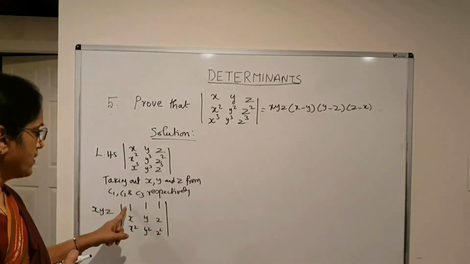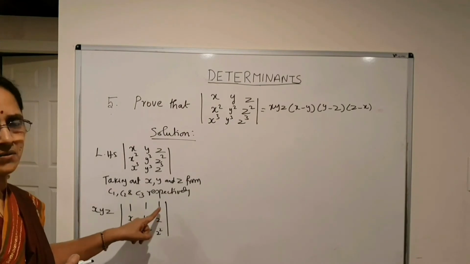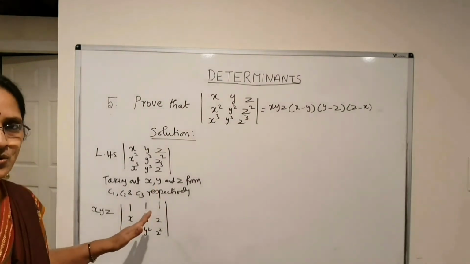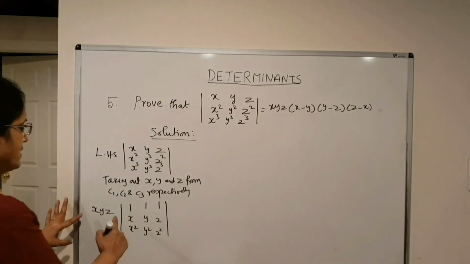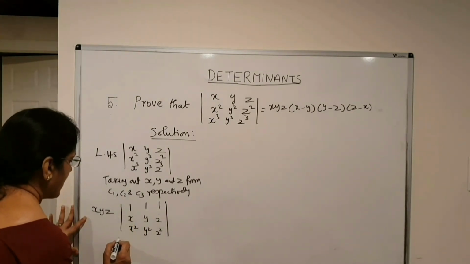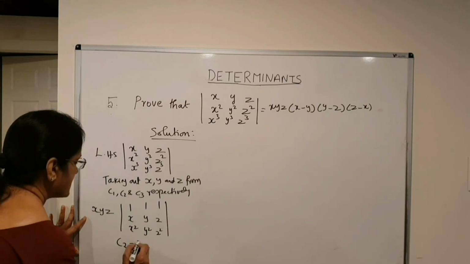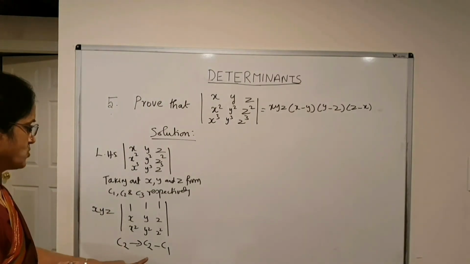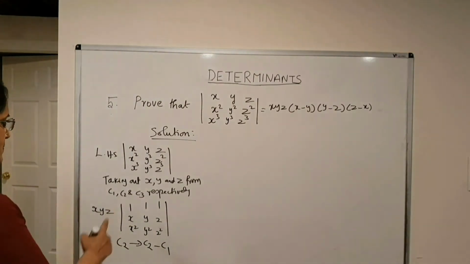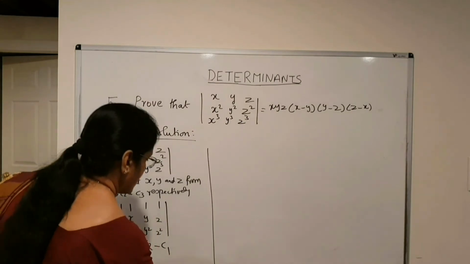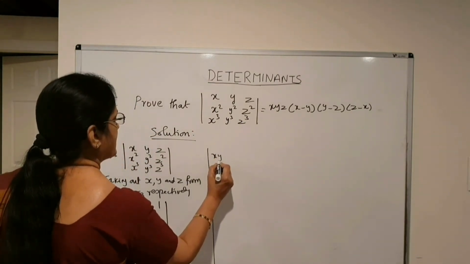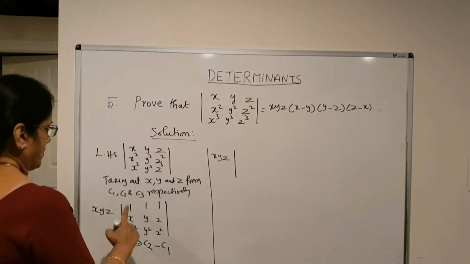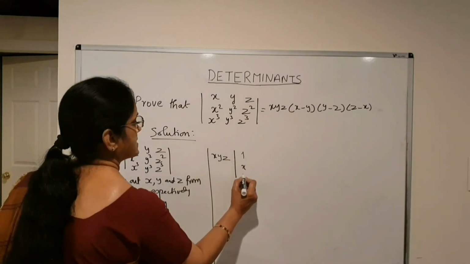Now if you see the first row, you are having 1, 1, 1. It is easy for me to make 2 entries 0. So what I am going to do over here, I am going to write C2 as C2 minus C1. Then what will I be getting here? LHS will be x, y, z into determinant 1, x, x square, that will remain the same.